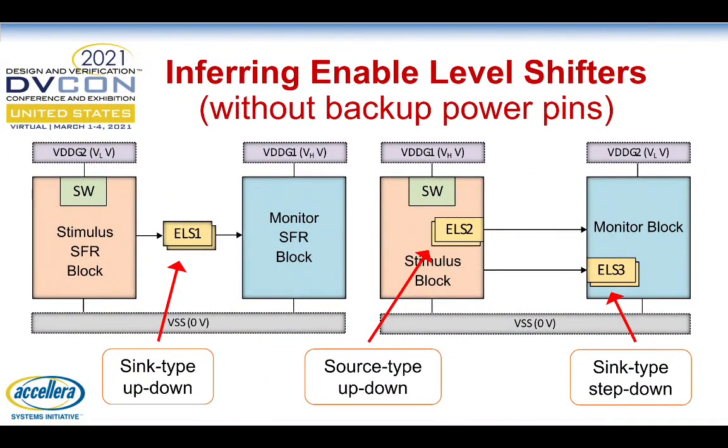Moving on to enable level shifters, these can be thought of as a concatenation of isolation cells with level shifters. Now, though their entire internal characterization varies, this helps to get the idea across. That is, enable level shifters can be inferred at the input or the output boundaries of either the stimulus block or the monitor block. Here, ELS1 are sync type up-down enable level shifters with AND type or OR type enables, while ELS2 are their source type counterparts. ELS3 are sync type step-down enable level shifters, and all of these cells are without backup power pins.